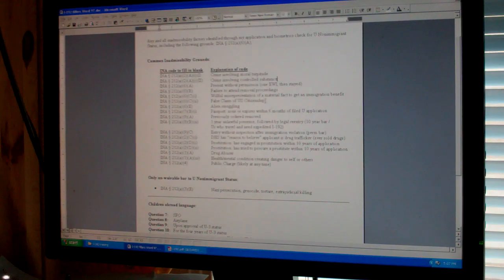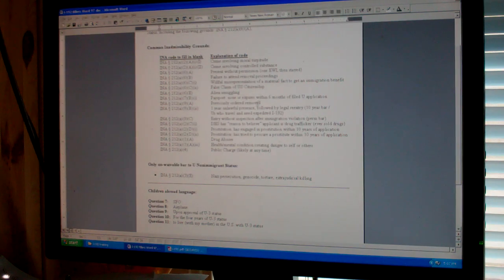So not only will they have an entry without inspection after an immigration violation, the permanent bar, so they have an expedited removal, then they enter afterward. So that's the entry without inspection after immigration violation. Also, if they were falsely claiming to be a U.S. citizen, you'll also want to mark and move 212A6C into that category that should be waived. Alien smuggling, again, is extremely common. Passport, that's generally only for children. Previously ordered removed, that's going to be somebody with an expedited removal or who was ordered removed by a judge even if they didn't leave.